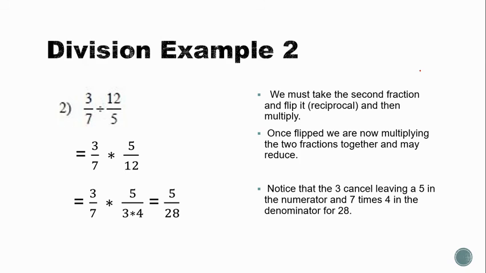So here we have another example. So we're going to take the 12/5 and we're going to flip that so it's 5/12. 12 is 3 times 4, so we can cancel out our 3s. And notice that then we just have 5/28.